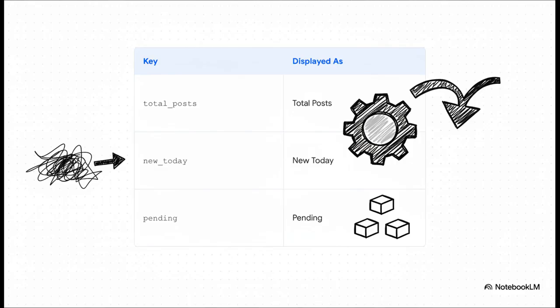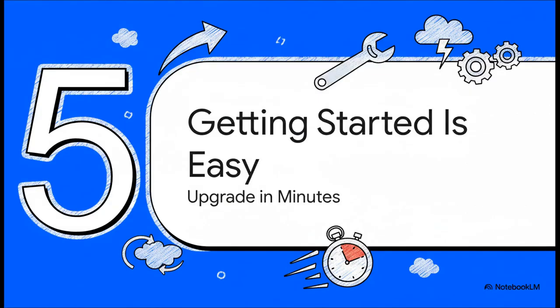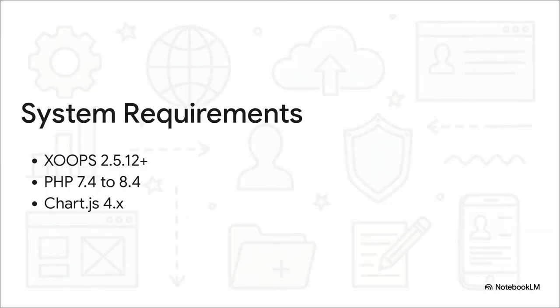So at this point, you've seen all the cool features and you're probably thinking, okay, this has got to be a pain to install, right? Well, I've got some good news for you. It is incredibly straightforward. First things first, let's just quickly run through the requirements. You're going to need XOOPS version 2.5.12 or newer. For PHP, anything from 7.4 up to 8.4 will work. And you'll also need the Chart.js library. But don't worry, the docs walk you right through adding it if it's not already there.